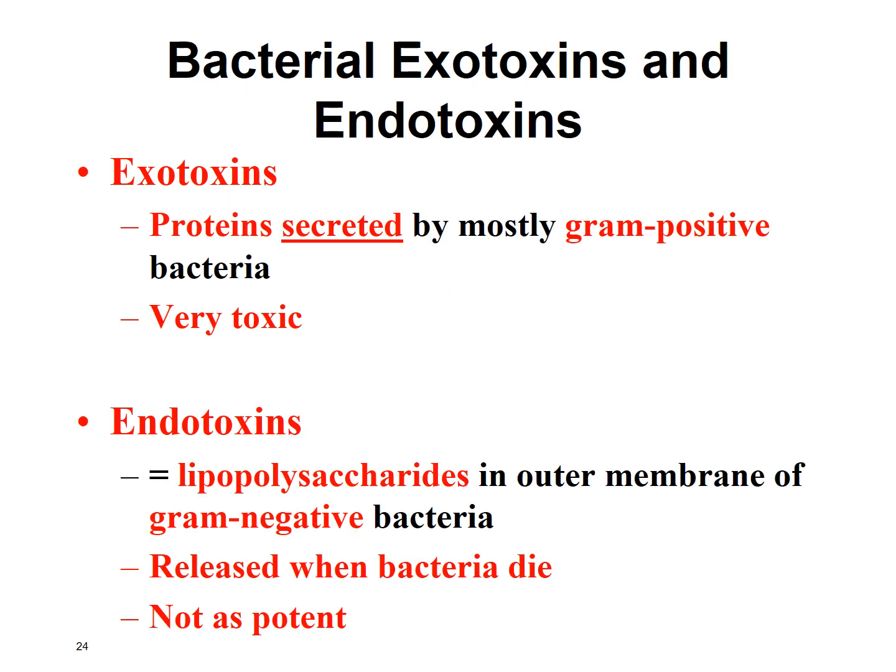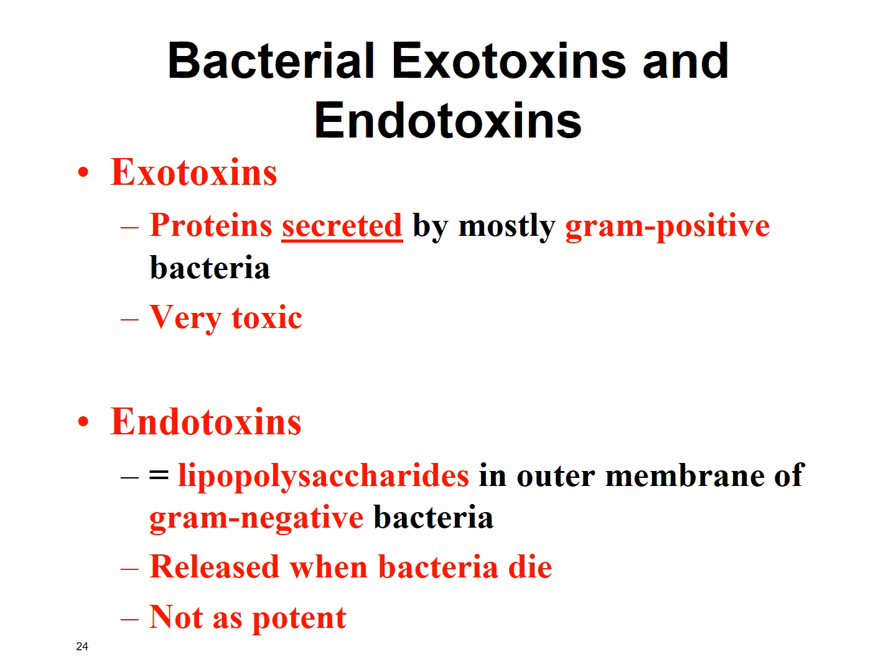There are two different types of toxins that can be produced by bacteria. We have exotoxins and endotoxins. So these are really important, so make sure you know these for the test. So exotoxins, exo means to the outside, so exotoxins are made out of proteins that are going to be secreted to the outside of mostly gram-positive bacteria. They're very toxic. The most toxic exotoxin that's known is made by the botulism bacteria. So the botulism toxin, you only need like 0.03 nanograms per kilogram of body weight to kill someone.